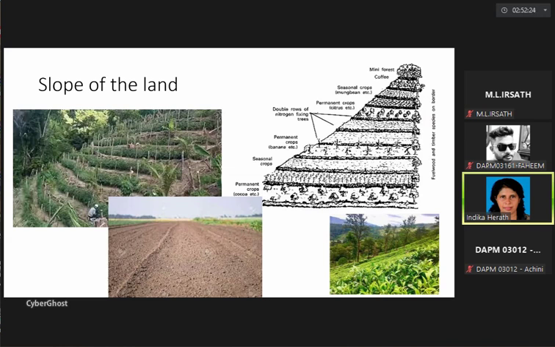So there is a special thing called the Sloping Agricultural Land Technique, SALT. That is for managing slopey lands without doing any harm to the system, right? We'll be talking about that, so just give me a minute.